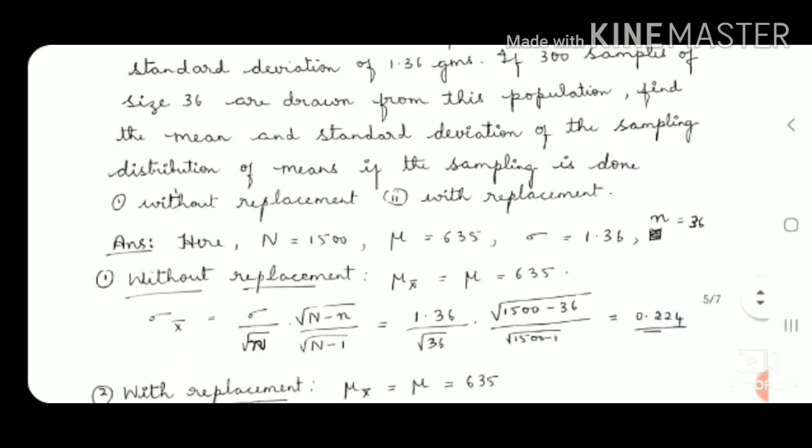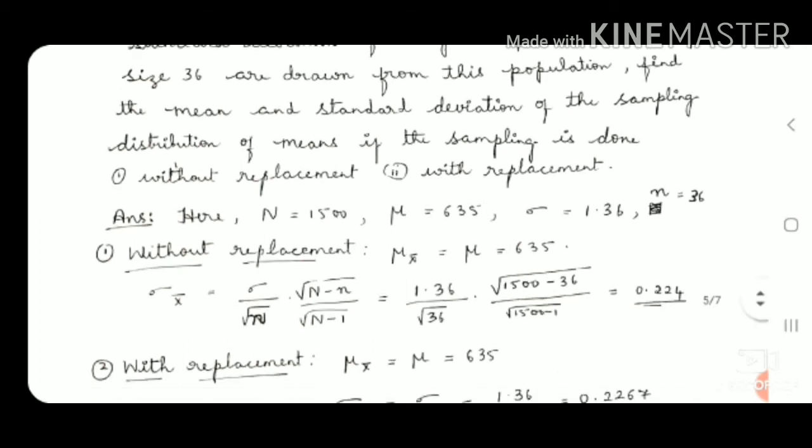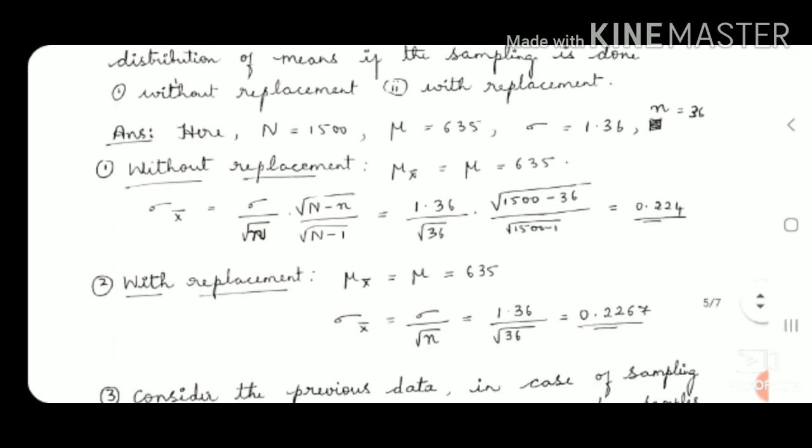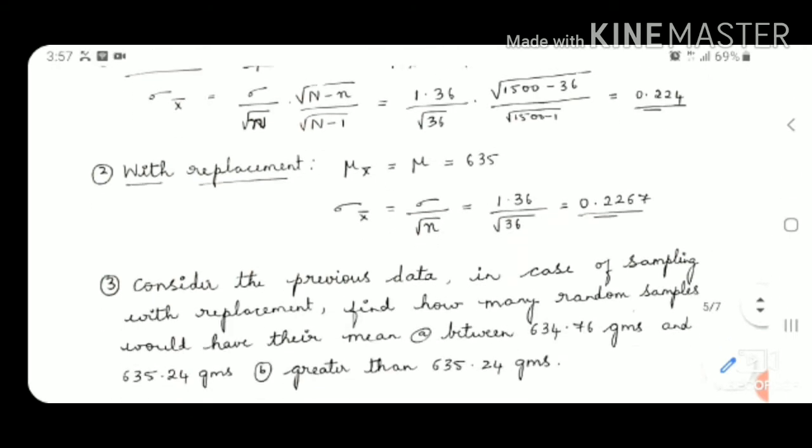So without replacement, the sample mean is the same as the population mean, 635, and sigma x bar is calculated by the given formula, which gives us 0.224. With replacement also, the sample mean is the same as the population mean, therefore 635, and sigma x bar is calculated as sigma by root n, which gives us 0.2267.